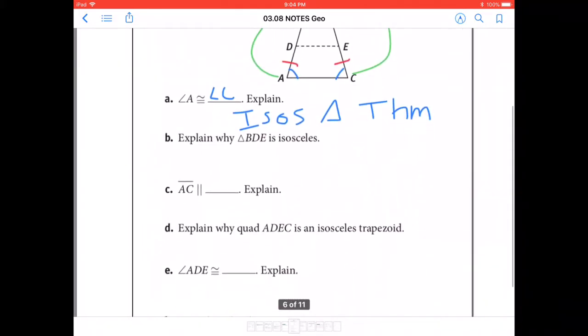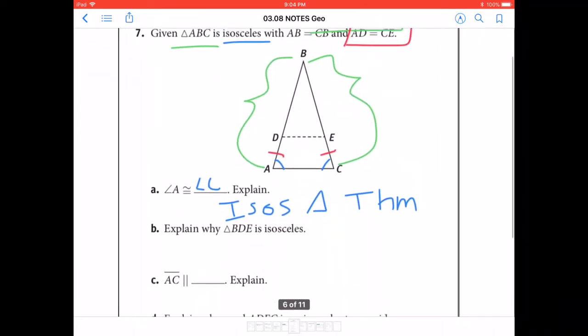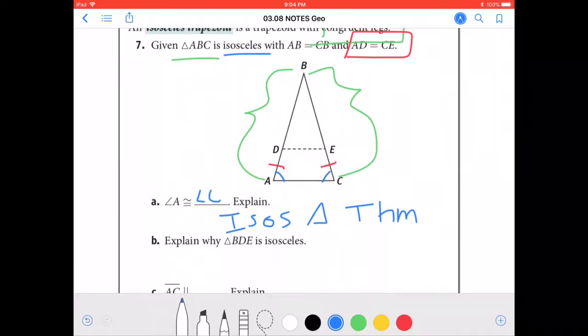Alright, so now we can scroll down. We want to explain why the smaller triangle would also be isosceles. So this one will take just a little bit of explaining. We know that AB is equal to BC. That was given to us.